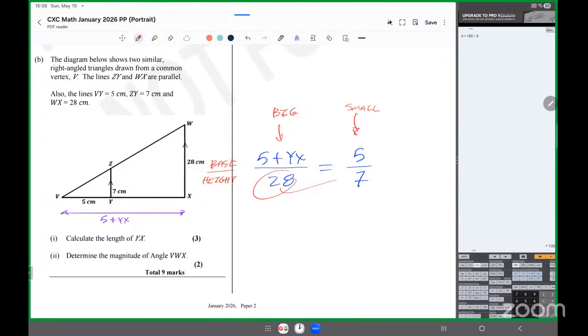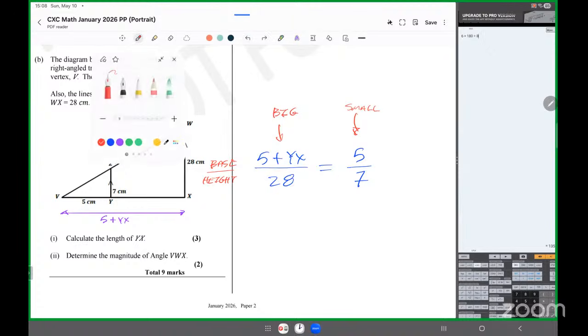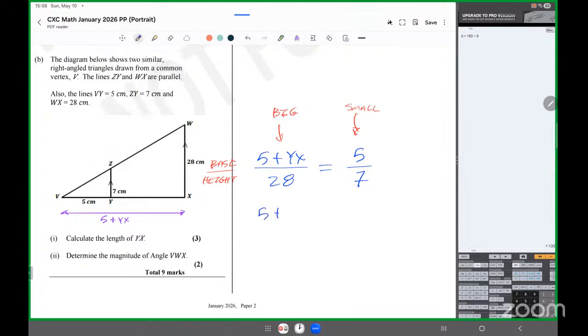So we're going to take the 28 and multiply it up here. First, I'm going to get 5 plus YX equals 5 over 7 times 28. We'll take the 5 and subtract it, so you're going to get YX equals 5 over 7 times 28, minus 5. What does that work out to? Now 4 times 5 is 20. 20 minus 5 is 15. So YX is 15. That's the answer.